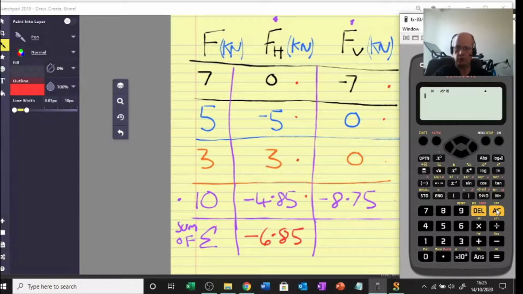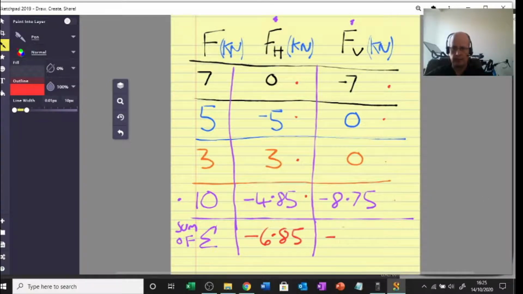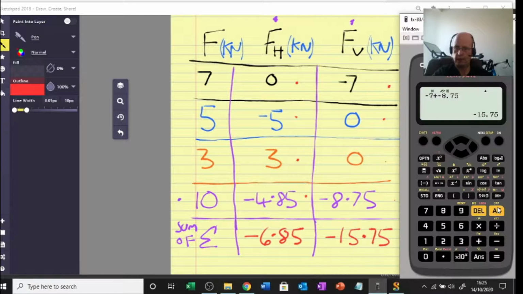Same with the vertical. We're going to do minus 7 plus minus 8.75. Obviously, you haven't got to use a calculator; you can do it in your head if you wanted to. It gives me minus 15.75. If you want to check again, always check. We'll go minus 7 this time. Obviously, we're just adding these numbers up, really. It's just that some people may get a bit confused with the minus. There we are, look. 15.75.